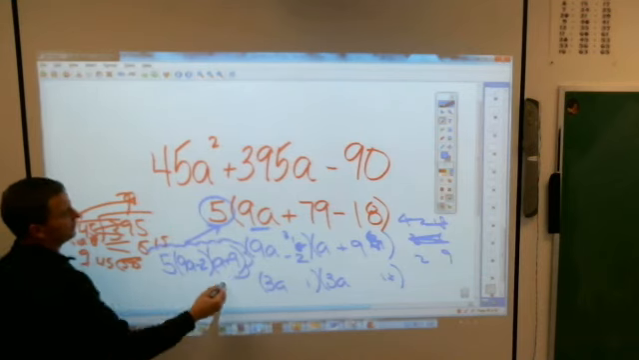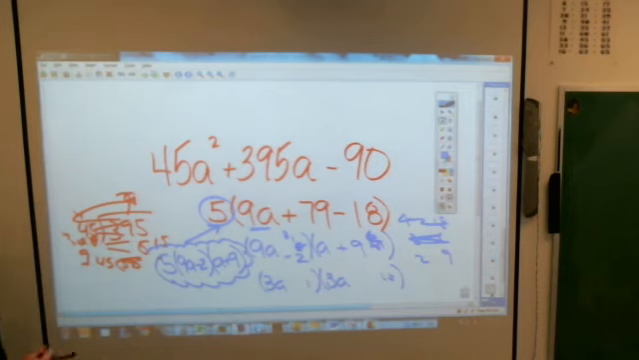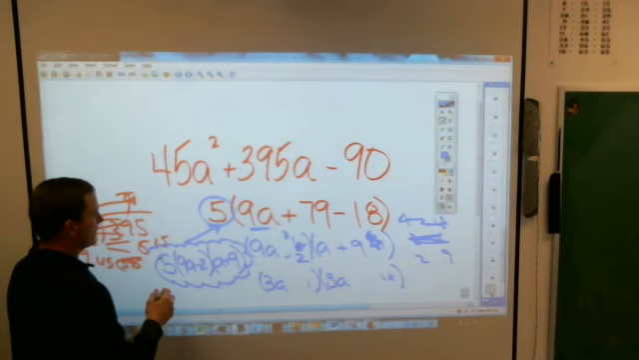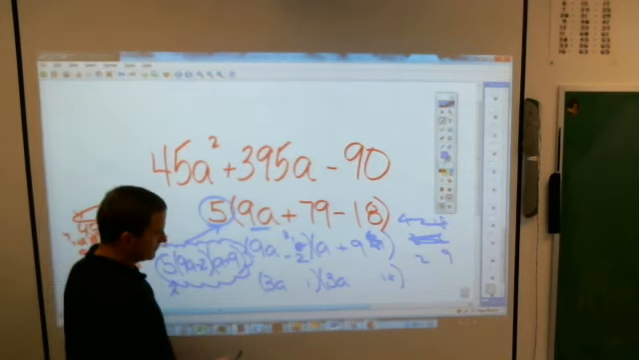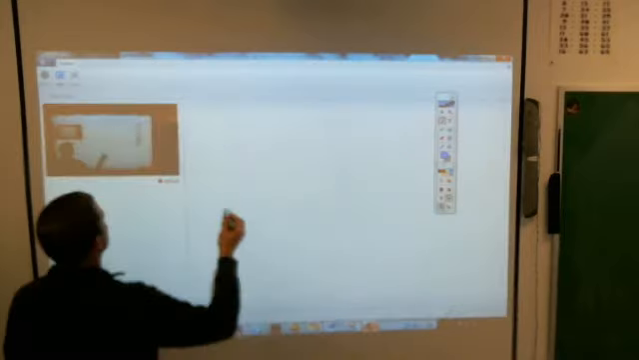I didn't think that was so bad. I really was hoping 45 was going to go into 395 though. None of them are. That's the kind of point of this. What's that? None of them are. That's the point of this. None of them will. That's the point of this.